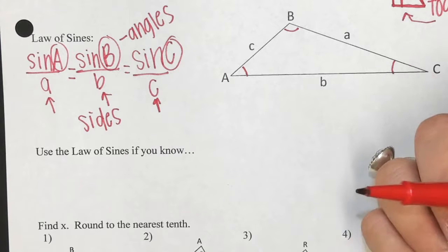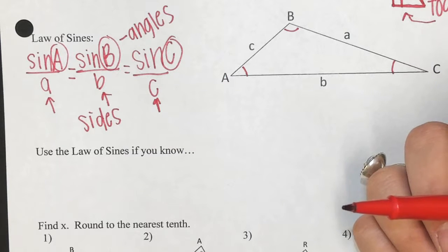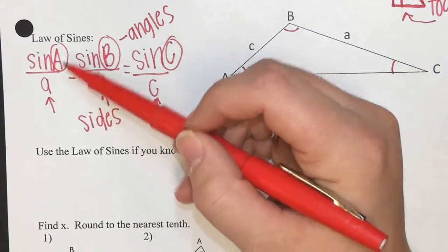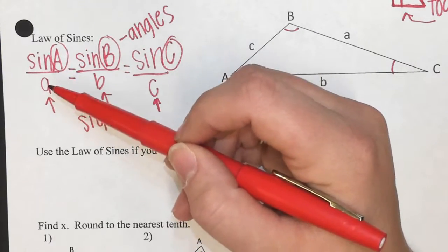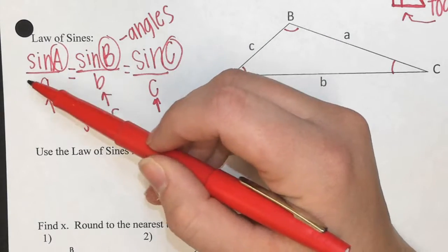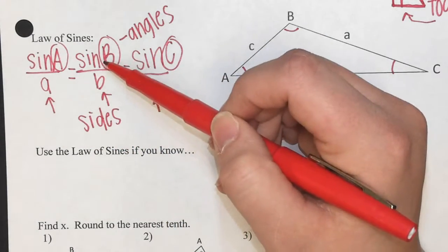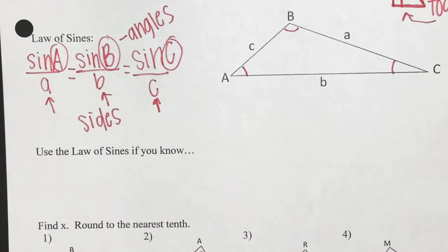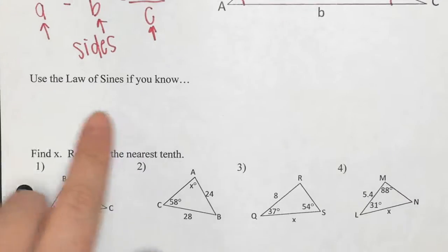Are they always going to be like A is going to be opposite of A? Yes. They asked if A is always going to be opposite of A. Yes, but it's not always going to be A, B, and C. It can be X, but it still goes across from side X. If it's angle Y, it always goes across of side Y.